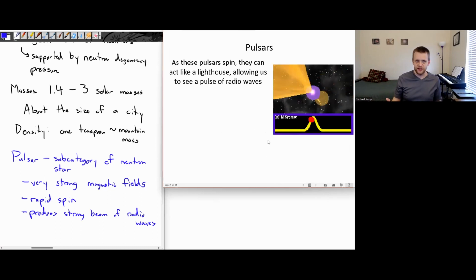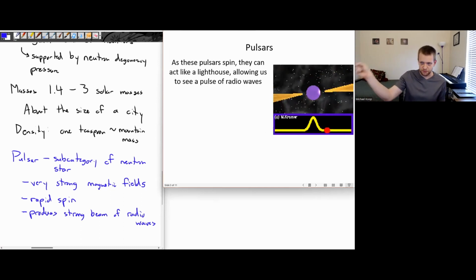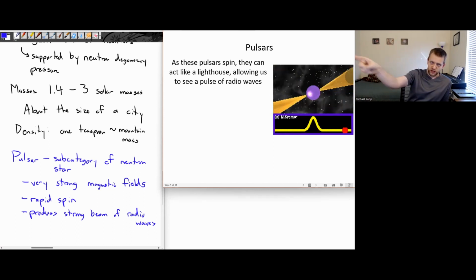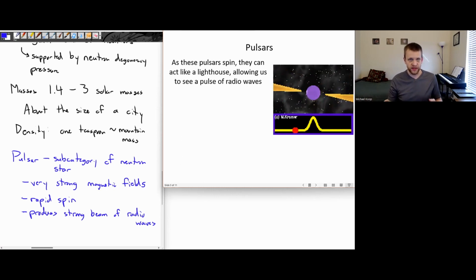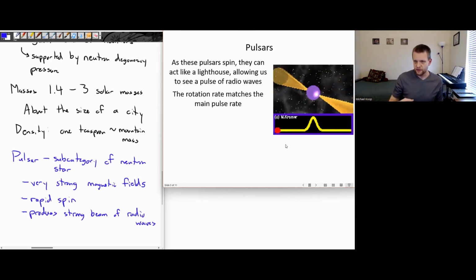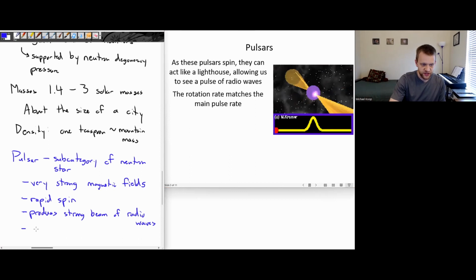So this kind of acts like a lighthouse in space. As this pulsar spins around, once every spin, it fires that beam of radio waves at us. And if we are observing this with a radio telescope, we will get this little burst of radio waves. We will get this little pulse, hence the term pulsar. And the rotation rate of these pulsars matches the pulse rate that we detect. So we can actually detect how fast these pulsars are spinning. So we get this lighthouse in space effect.